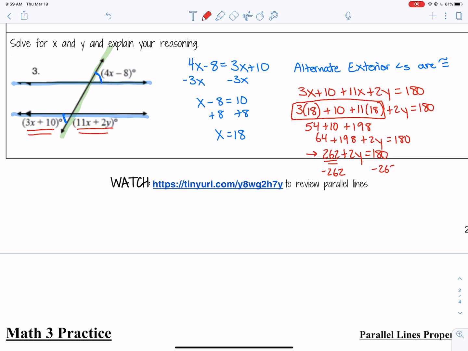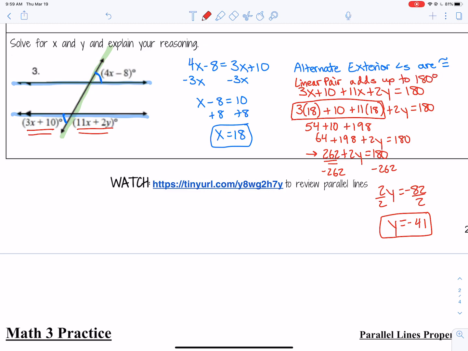So let's subtract 262. We get 2y equals negative 82, and we just have to divide by 2. So we get y equals negative 41, and we have our answer. So we have x equals 18. We have y equals negative 41. And then let's just add our reasoning. So we were able to set those up and add them to equal 180 because, I'm just going to write it up here, a linear pair adds up to 180, or you could say it's supplementary.